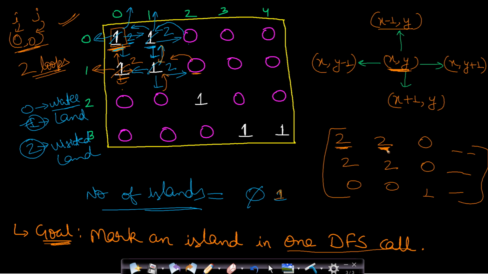This is 2. Now this is not 1. So we will not do anything, we will not process it, since this is already visited. We move to the next cell, which is 0. So in here it is at 0, 2. This is 0, so we won't process it. So all the zeros will be skipped.